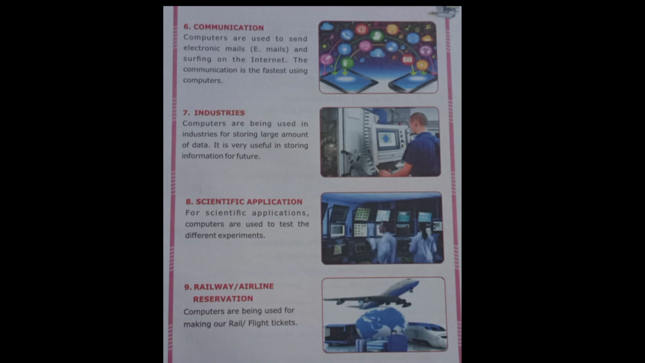Next one is industries. Computers are being used in industries for storing large amounts of data. It is very useful in storing information for the future. Okay, in industry also computers are used for storing information, and that information is useful in our future also. So this is very useful in industry.